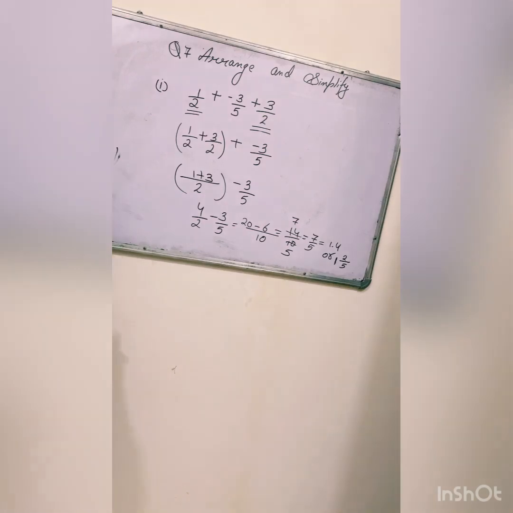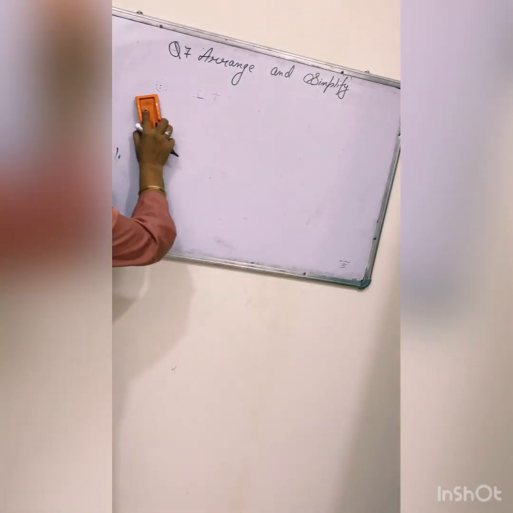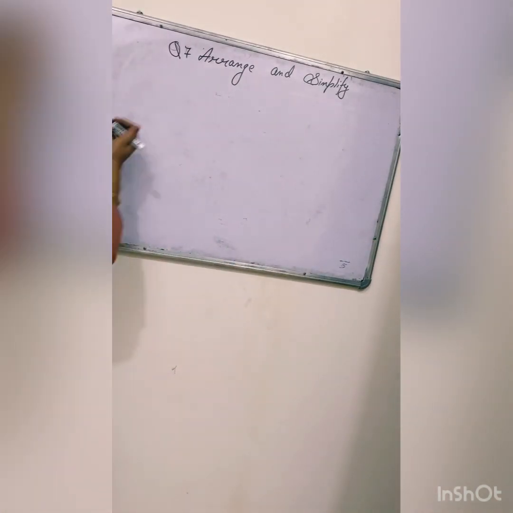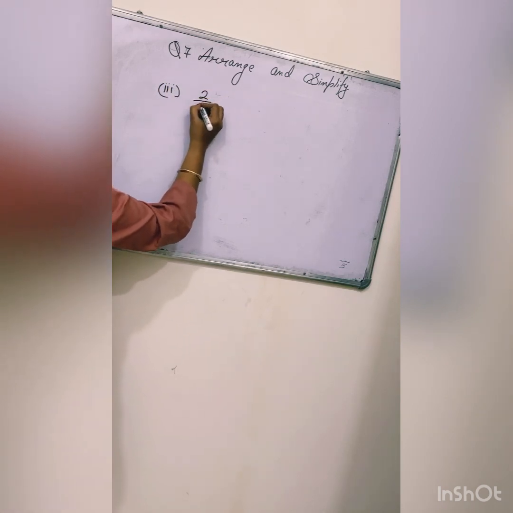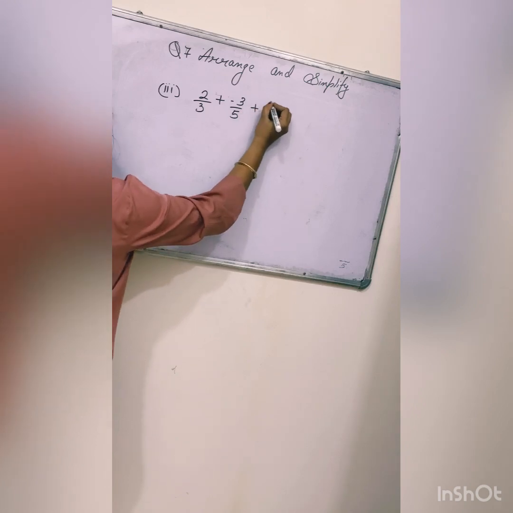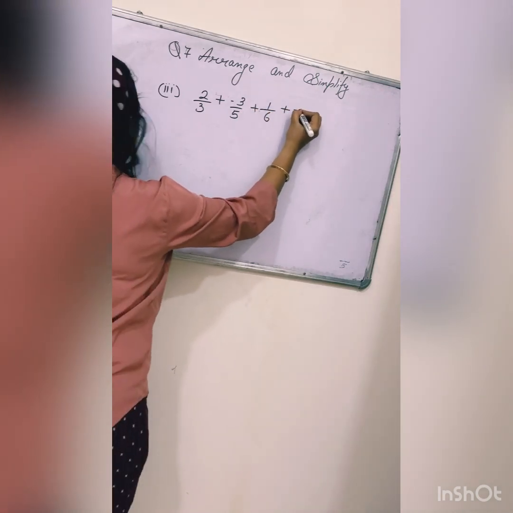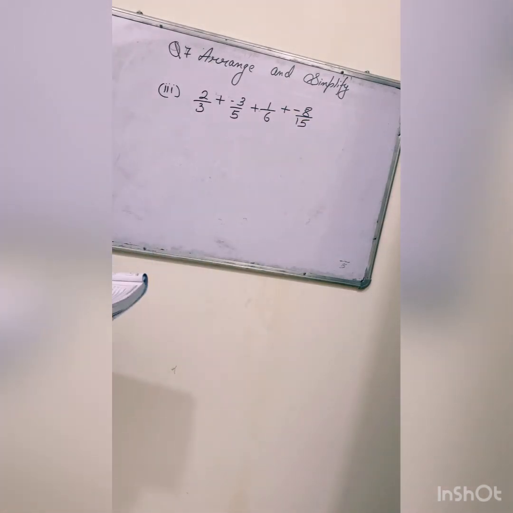We'll do one more part, that is part 3. The third part is 2 upon 3 plus minus 3 upon 5 plus 1 upon 6 plus minus 8 upon 15. Now we have to arrange this and simplify.